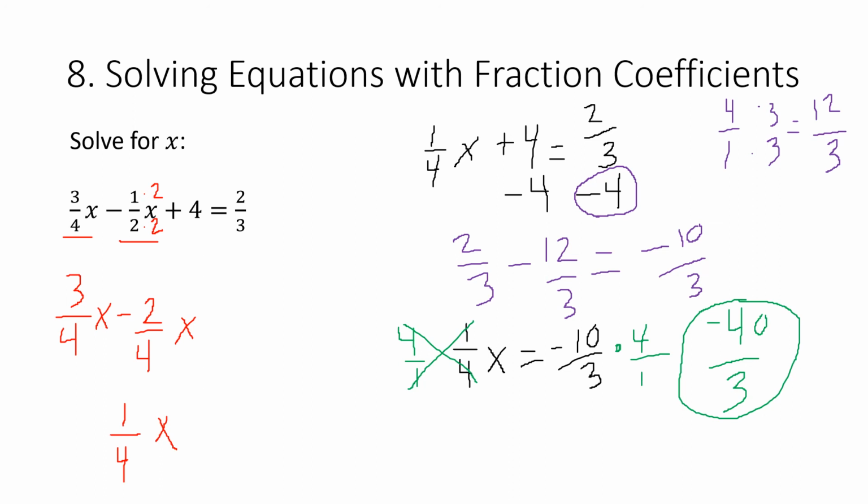You can simplify this into a decimal if you would like, because that's all a fraction represents is division. So negative 40 divided by 3, and that's going to give you negative 13.3, and the 3 is repeating. So your x is equal to negative 40 over 3, or you could write x is equal to negative 13.3, where the 3 is repeating. Just like that.